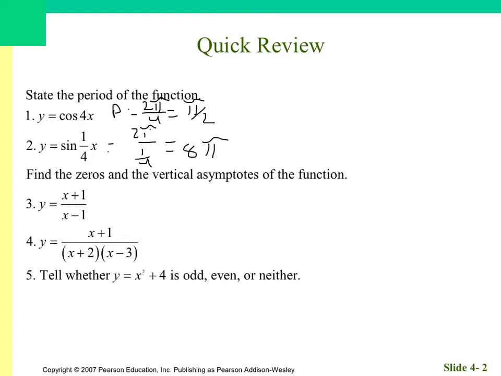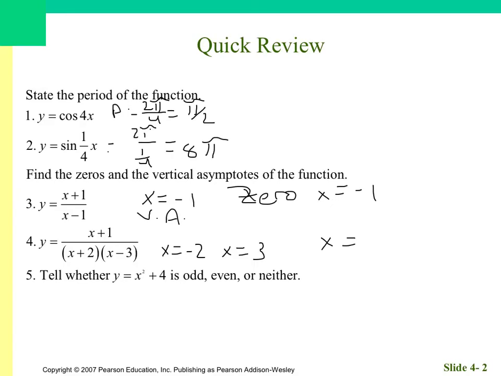Find the zeros and the vertical asymptotes. Well, the vertical asymptote is x equals -1, and the zeros... this is the vertical asymptote. x equals -1. The vertical asymptotes are x equals -2 and x equals 3, because that's what the denominator gives, and it's still x equals -1.